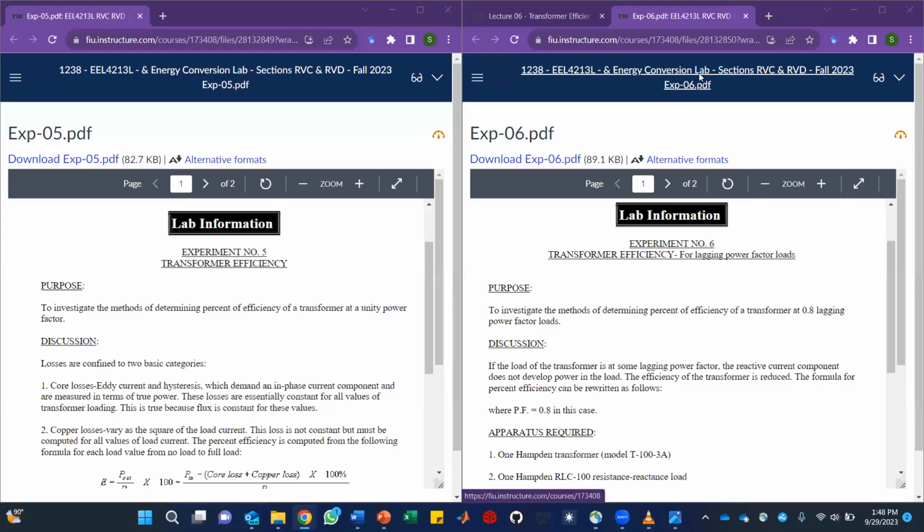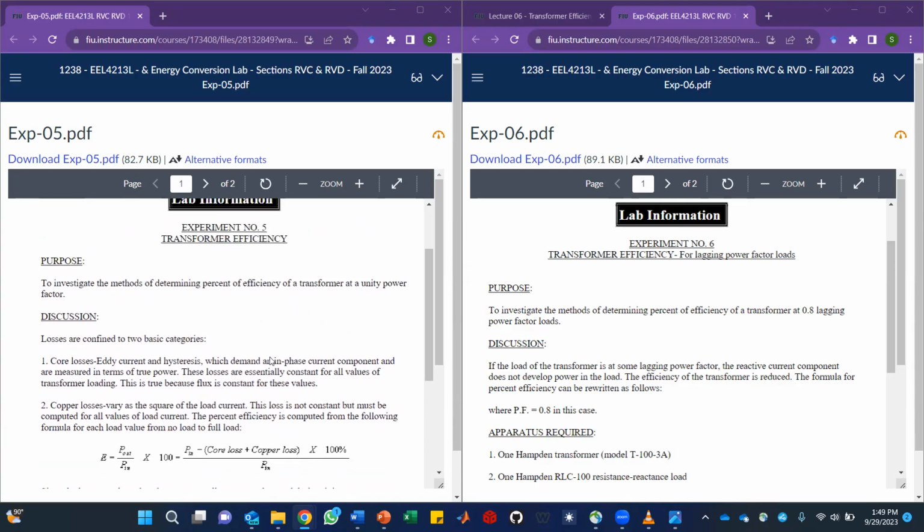Hello. So today we're gonna do two experiments, experiment number 5 and experiment number 6. They are both related to transformer efficiency. In experiment number 5, we will examine transformer efficiency by using R load, resistive load. And in experiment 6, we're going to check transformer efficiency for lagging load. That means RL load, resistive and inductive load.